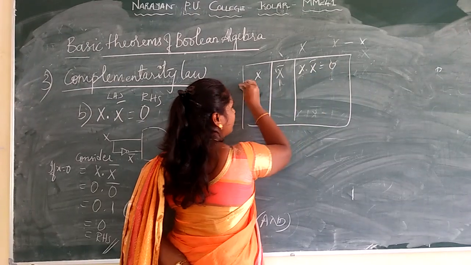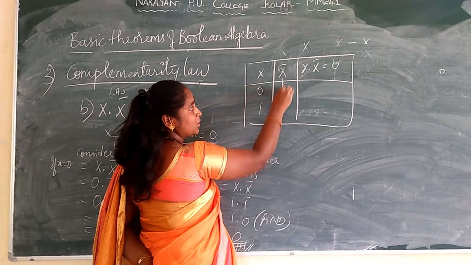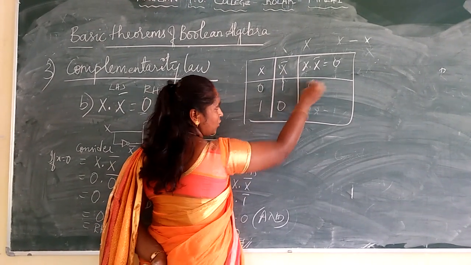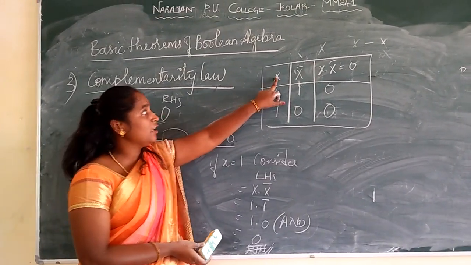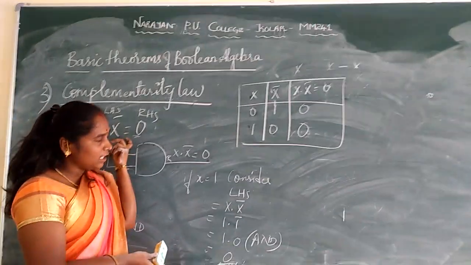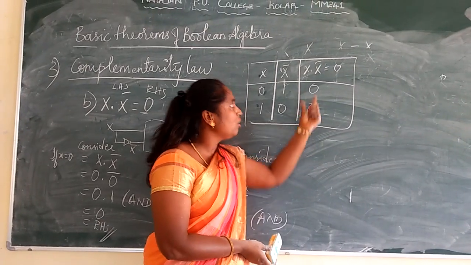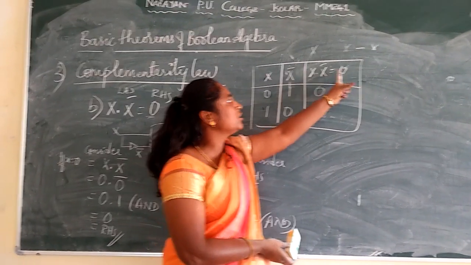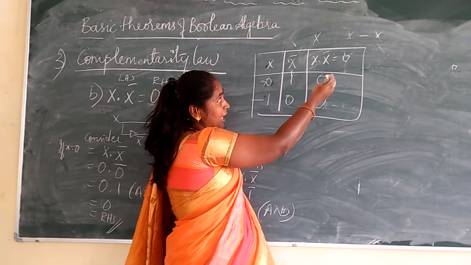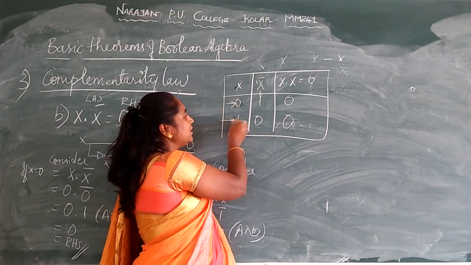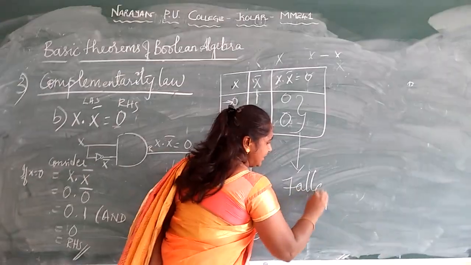The truth table for this is x as it is, x bar, and x dot x bar, which is equal to 0. For 0, x bar, the complement, becomes 1. 0 into 1 is 0. 1 into 0 is 0. Substituting the values 0 and 1 in the complementary rule using an AND operation, the result is always 0. That is, x dot x bar is equal to 0: for every value of x, whether it is 0 or 1, the value is always 0. That is what we call the fallacy.